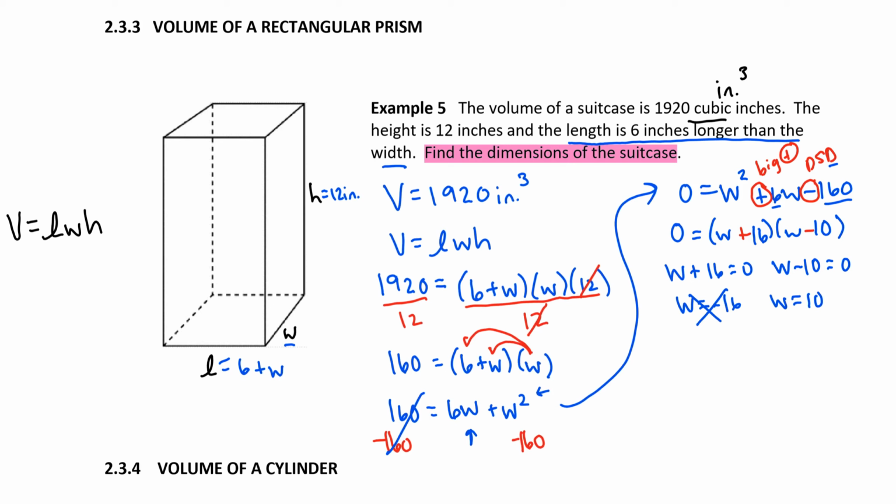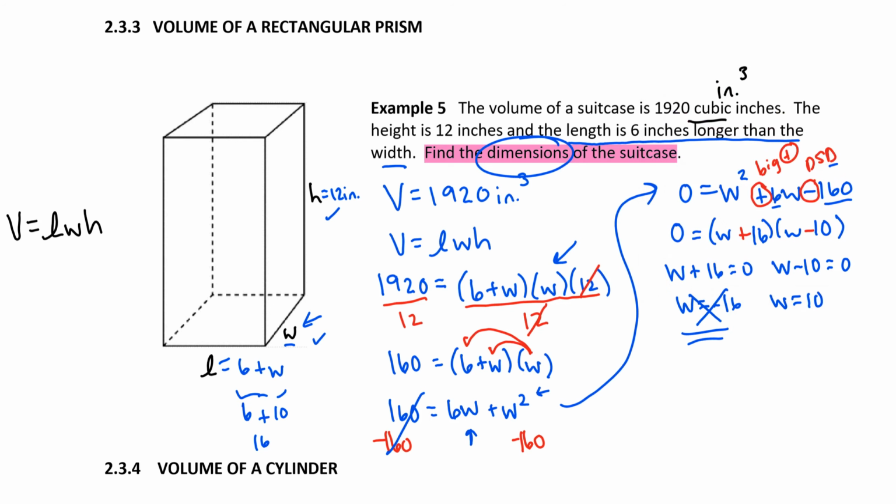So keep in mind, negative 16 is in fact a solution to the original equation. It just doesn't make sense for our particular application. So the only answer that we will report as a viable solution to this problem is w equals 10. So now we are ready to report the dimensions of the suitcase. The height was given as 12 inches. We just calculated the width to be 10 inches. And notice, to calculate the length, we're just going to plug in what we ended up with for w. So the length now is going to be 16.